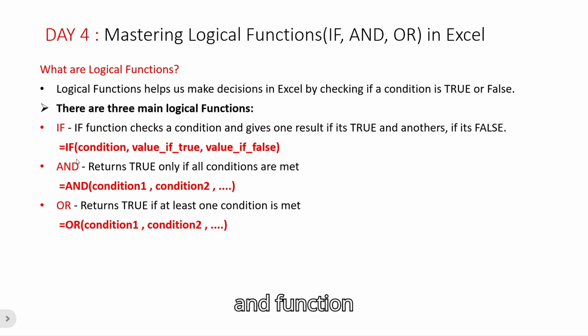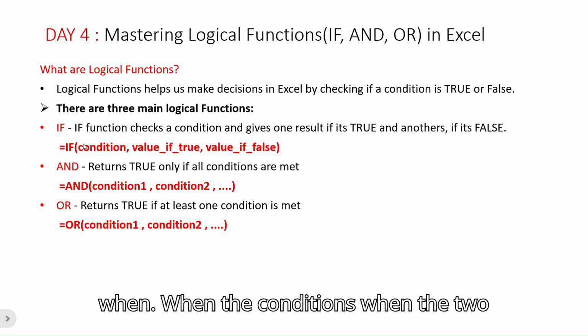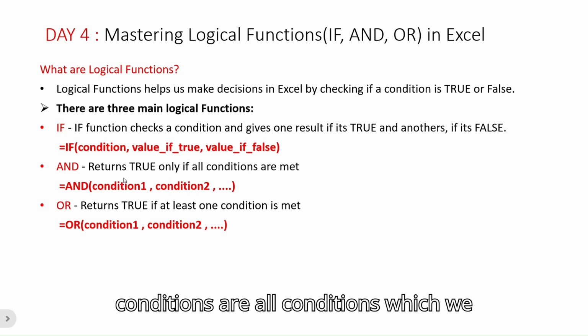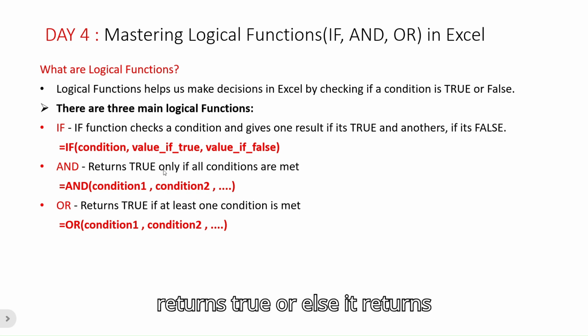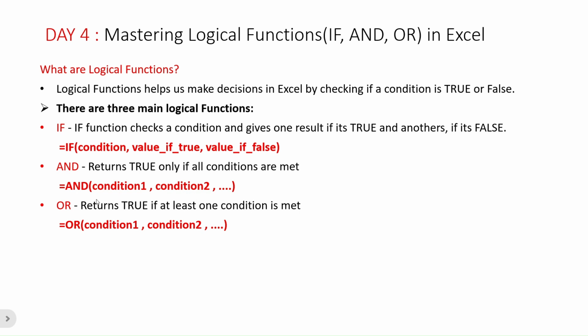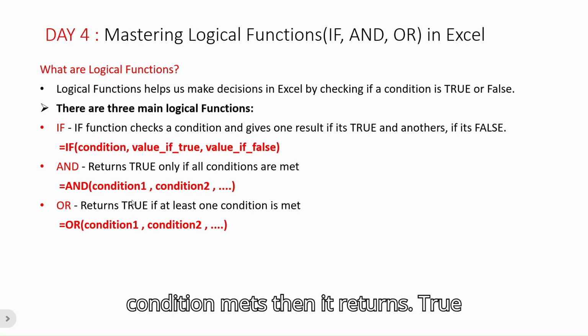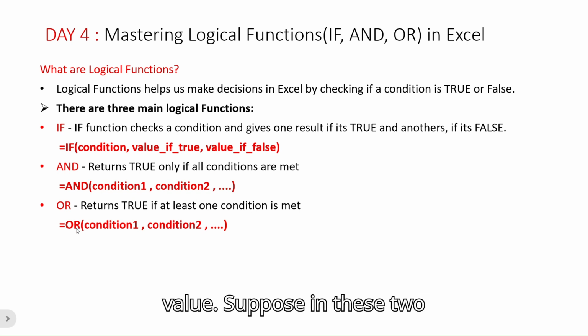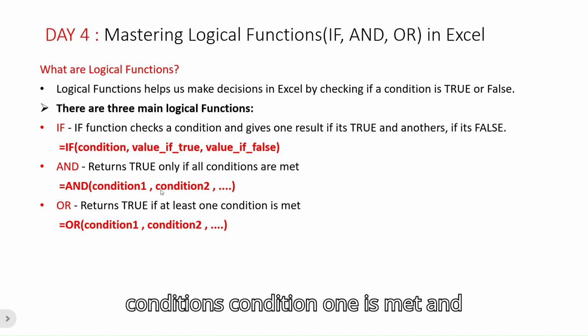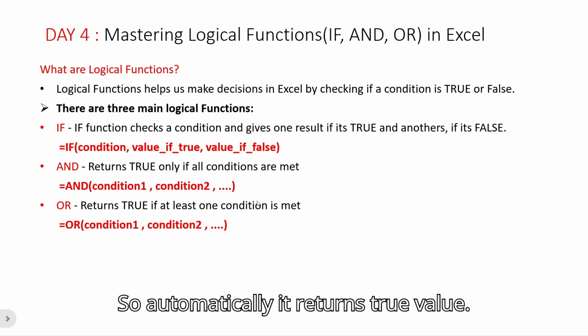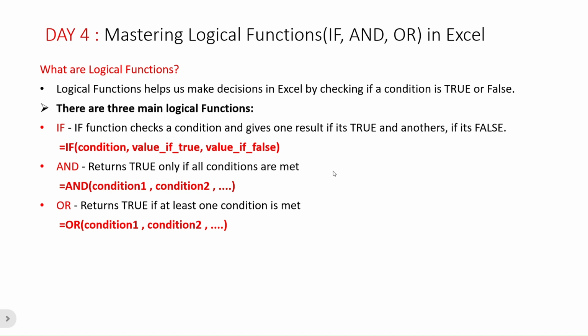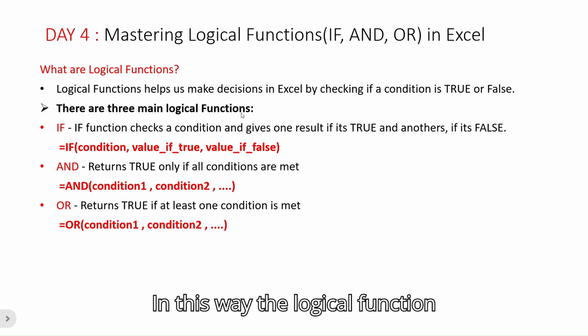Similarly, coming to the AND function, only when all the conditions which we write in the AND formula are met does it return true, or else it returns false. That is, the AND function returns true only if all conditions are met, else it gives false. Similarly, OR, in the name itself we can say OR means if at least one condition matches, then it returns the true value. Suppose in these two conditions, condition 1 is met and condition 2 is not met. In this case it automatically returns the true value. In this way the logical functions work.